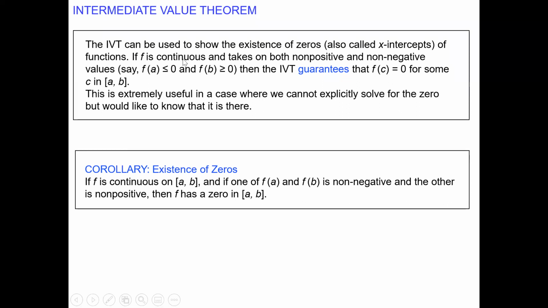If f is continuous, of course, and takes on both non-positive and non-negative values at the endpoints, meaning that f of a, for instance, is a negative number or 0, and f of b, the value for the other endpoint, is positive or equal to 0, then the intermediate value theorem guarantees that the horizontal line, which in this case is the x-axis, y equals 0, will be met for some x's, some c's, because c corresponds to x, between a and b.